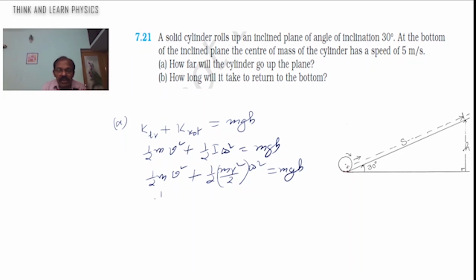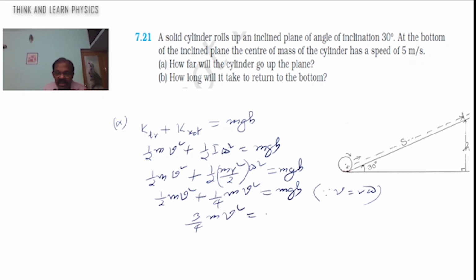Now this can be written as half mv square plus 1/4 m r omega square, which is 1/4 mv square, and that is equal to mgh. So half mv square plus 1/4 mv square equals mgh, because v is equal to r omega. That means 3/4 mv square equals mgh. Therefore, h equals 3 v square divided by 4g.